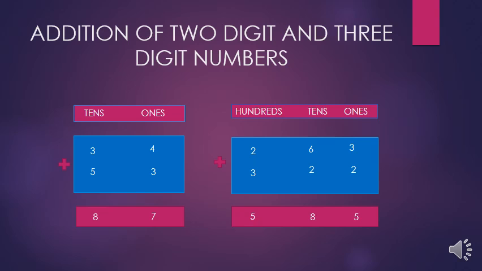Now let's add fast, 2 plus 3. 2, 3, 4, 5. The answer is 5. Very good.